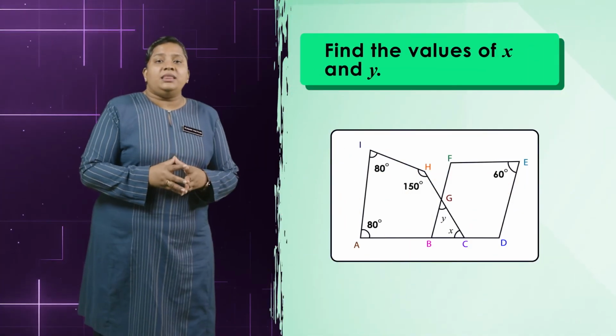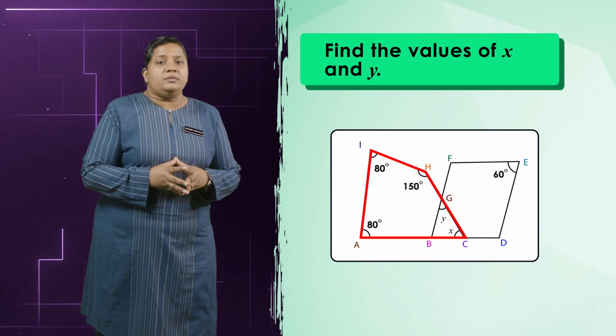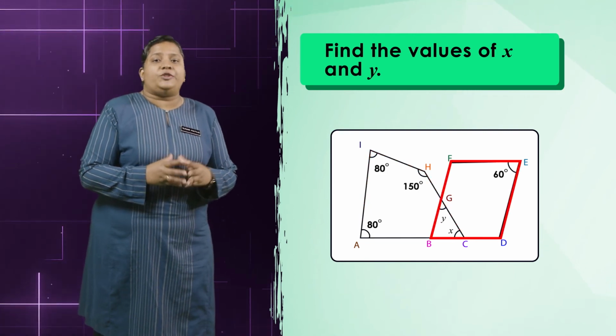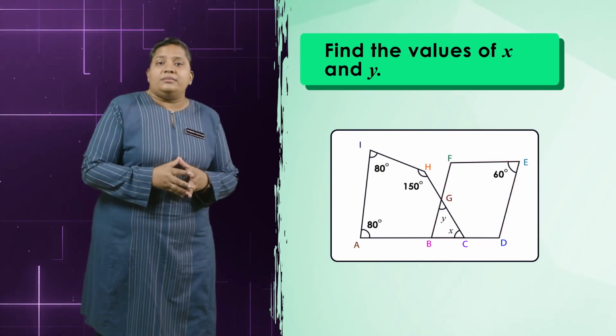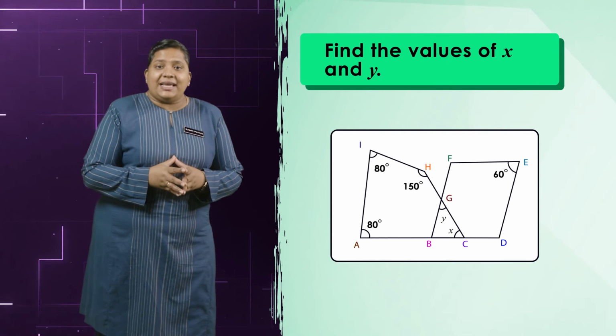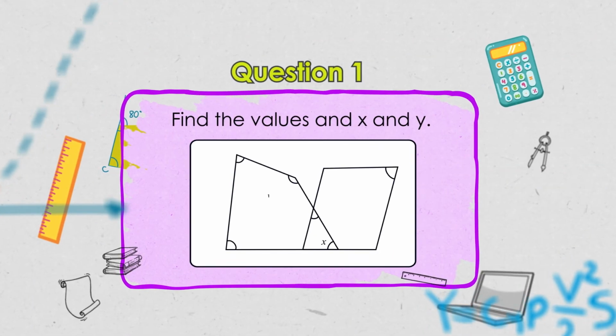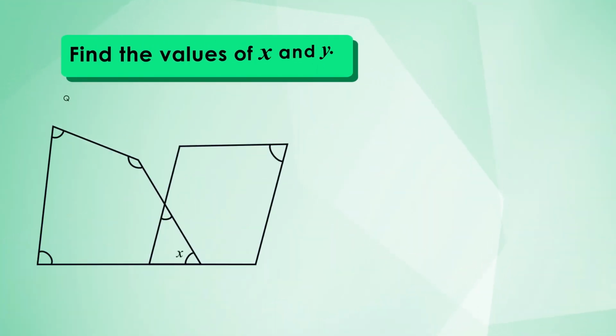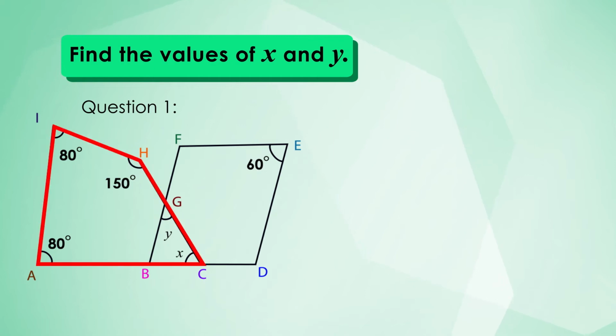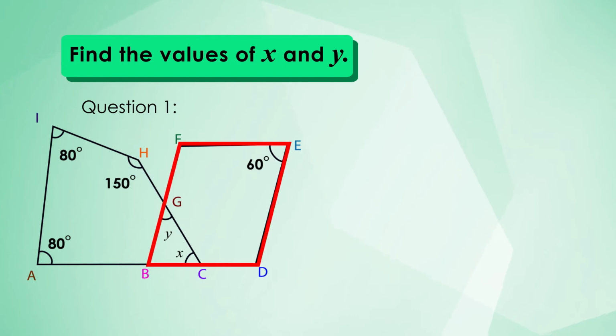Now, let's look at other examples on solving problems involving the combinations of triangles and quadrilaterals. Example 1. Find the value of X and Y. Observe the diagram given. ACHI is a quadrilateral. BDEF is a parallelogram. We can start looking for the solution by calculating the value of X.